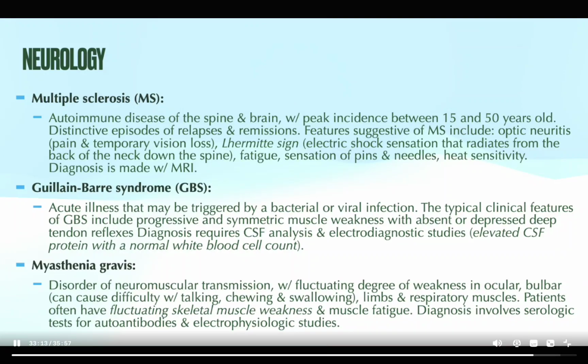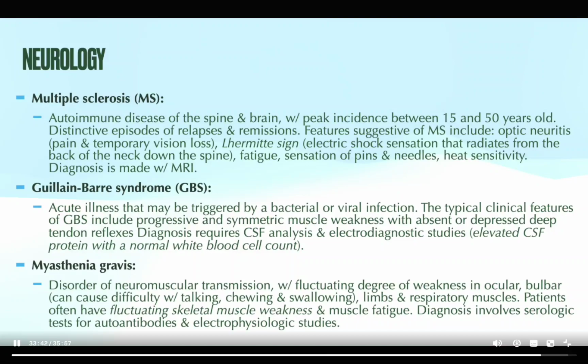In ocular myasthenia, the weakness is limited to the eye, so the eyelids and the extraocular muscles. In the generalized disease, the weakness can commonly affect ocular muscles, but it also involves a combination of other muscles and symptoms. So there's bulbar, limb, and respiratory muscles. Bulbar symptoms include dysarthria or slurred speech, dysphagia or difficulty swallowing, and fatigue with chewing.